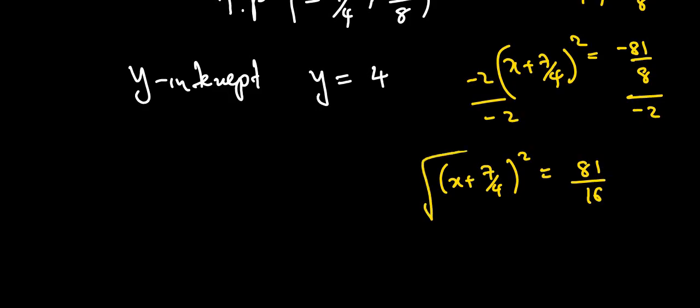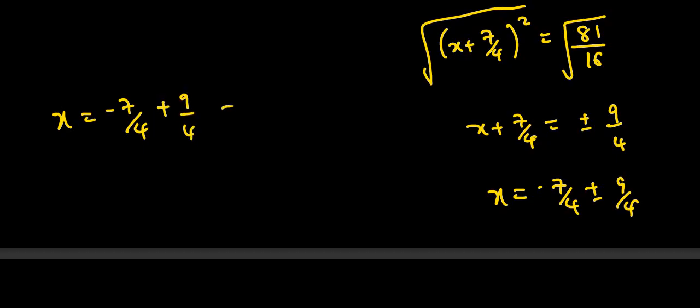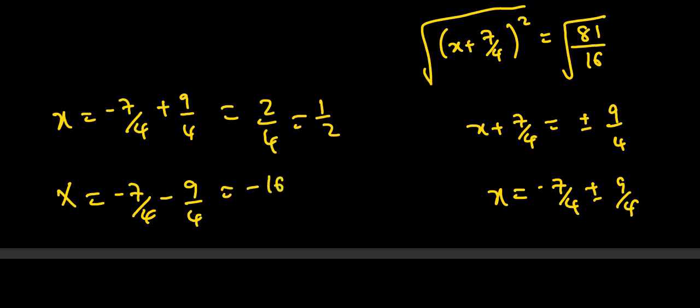Then here now we square root this. When you square root this, it's simply going to give us plus or minus 9 over 4. Then when you take the 7 to the other side, this is going to be negative 7 over 4 plus or minus 9 over 4. So now we have x is equal to negative 7 over 4 plus 9 over 4. This will just give us 2 over 4, which is just going to be 1 over 2, or negative 7 over 4 minus 9 over 4. This is just going to be negative 16 over 4. This gives us a negative 4.